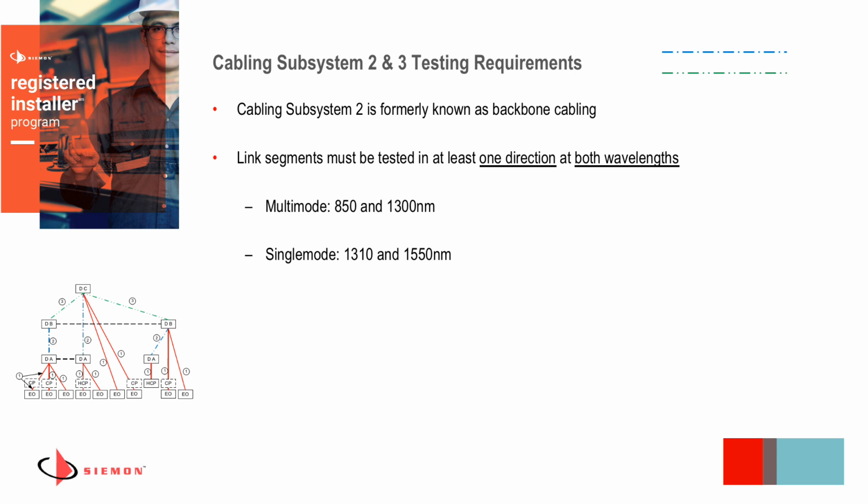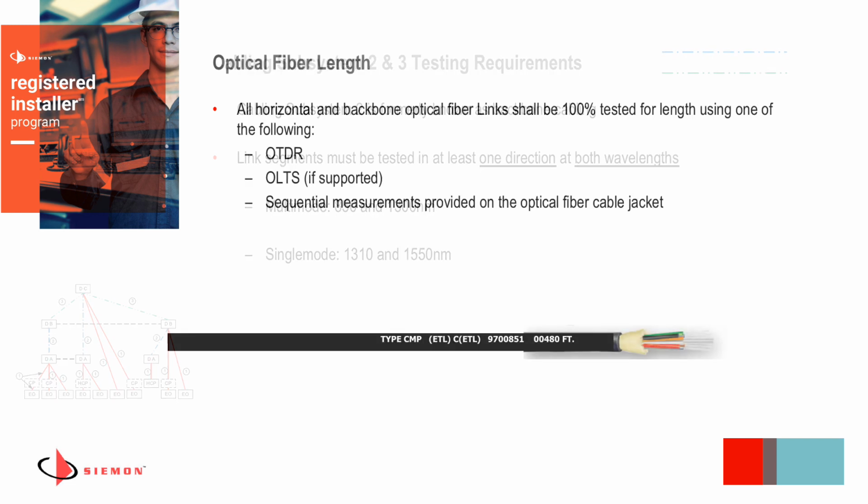So regardless of how your optical loss tests are made default, you have to have a minimum of testing in one direction at, for example, 850 and 1300 for multi-mode and 1310 and 1550 for single mode. And like I said, some of this test equipment will automatically test in both directions, which is actually better characterization, but testing in only one direction is required.